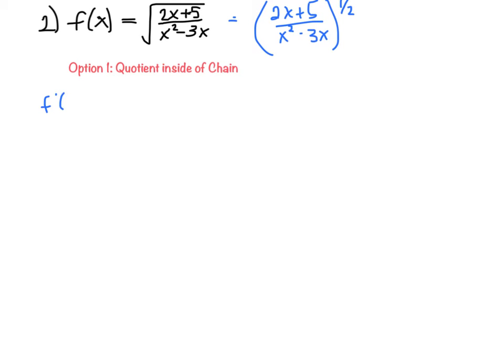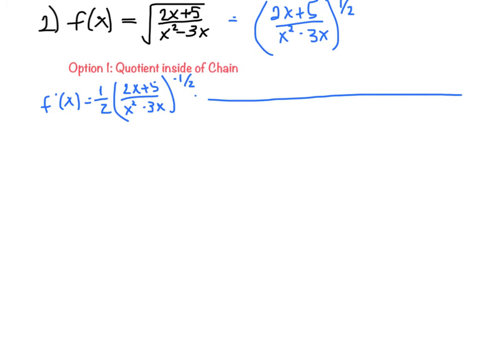So that tells us f prime of x is equal to, all right, so we want to start by moving that 1/2 down. So 1/2, keep the inside, 2x plus 5 over x squared minus 3x. We're going to drop the exponent down by 1, so to the negative 1/2. Now times. Now here's where we do the derivative of the inside, which the inside is a quotient. So quotient inside of chain.